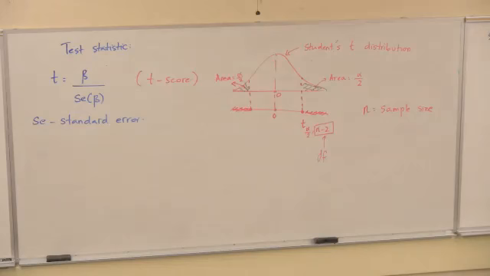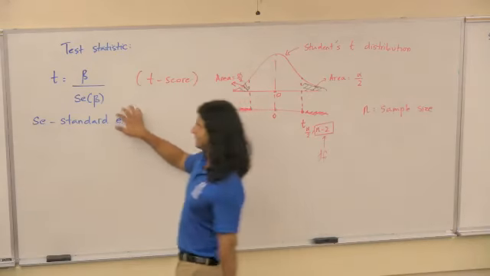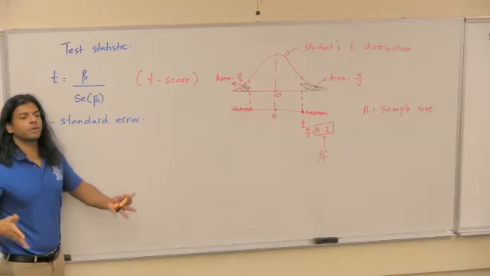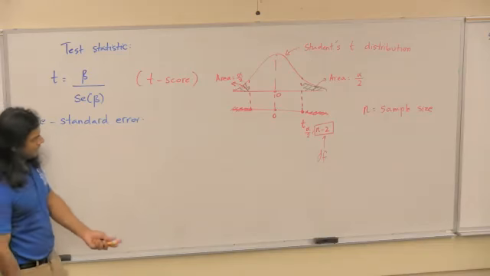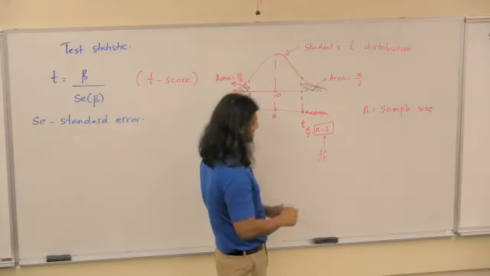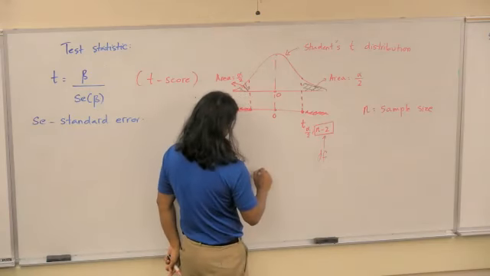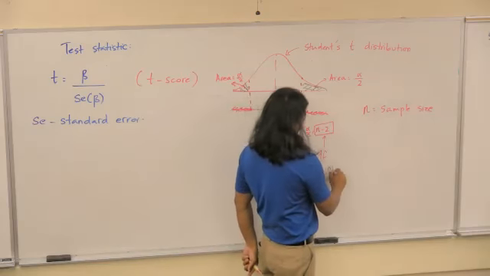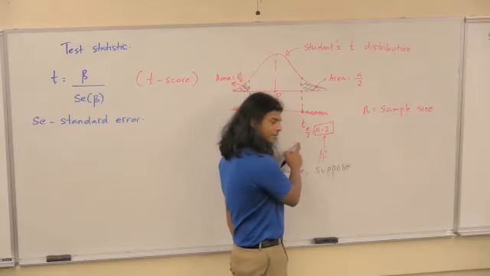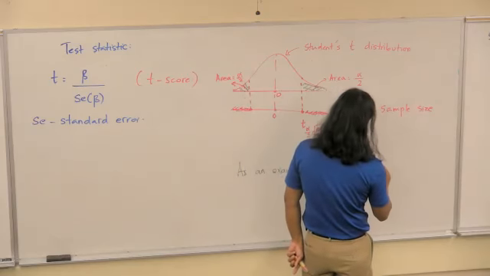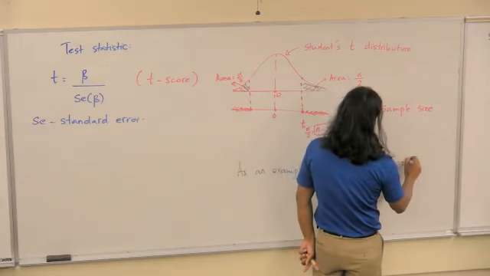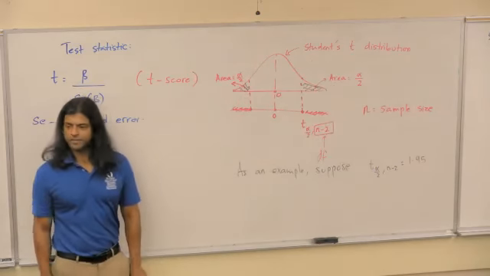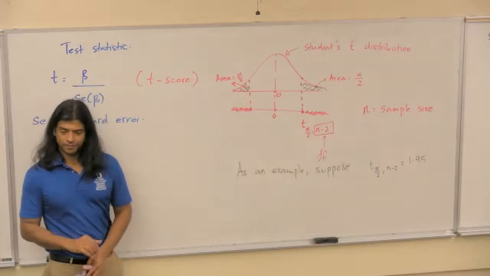If we find a t-score right here, and if it falls in the rejection region, then we will reject the null. Hypothetically, as an example, suppose that critical value is 1.95. I'm just giving you that the critical value is 1.95.